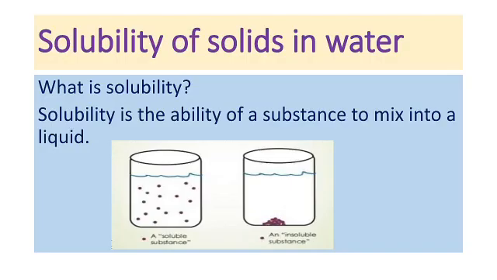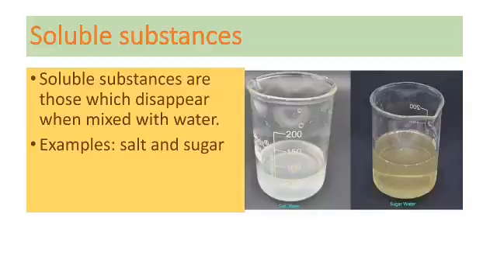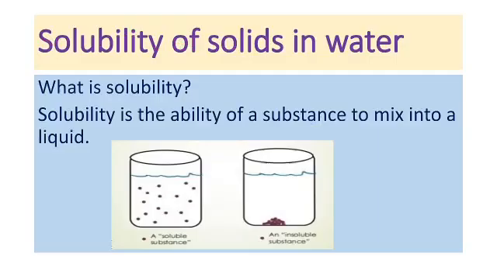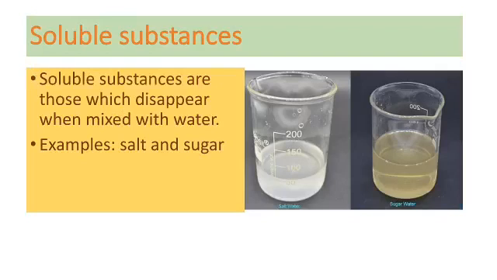So what are soluble substances? Soluble substances are those which disappear or dissolve when mixed with water. Some of the examples are salt and sugar. They both disappear when mixed with water.